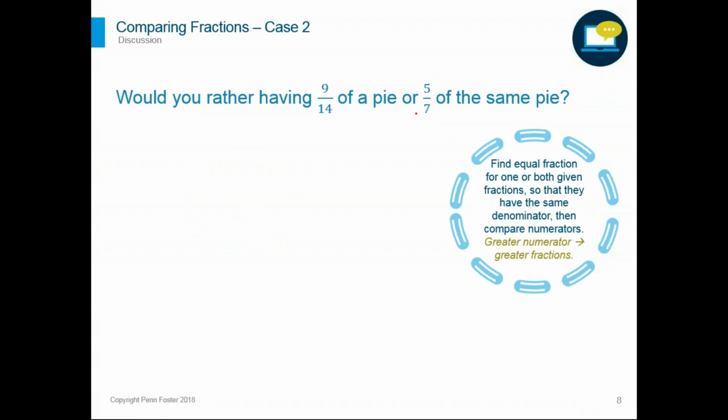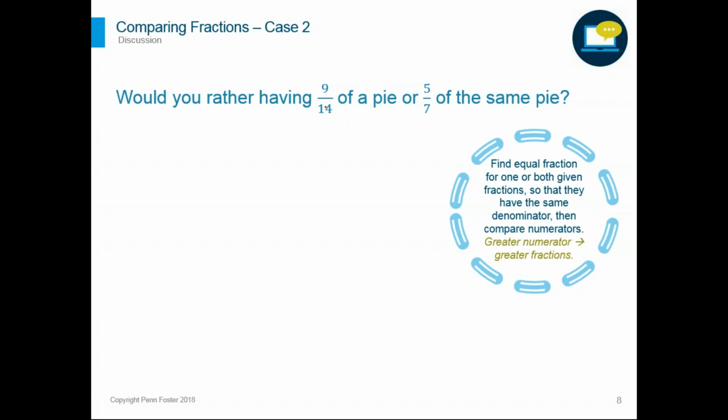do not have the same denominator. I cannot say, 9 is greater than 5, so 9/14 is the greater or larger portion. We cannot do that. You may be right. Maybe the answer is going to be at the end that 9/14 is larger, but this is not the right method. It's not going to work on every two fractions that you have with different denominators. So what should we do?